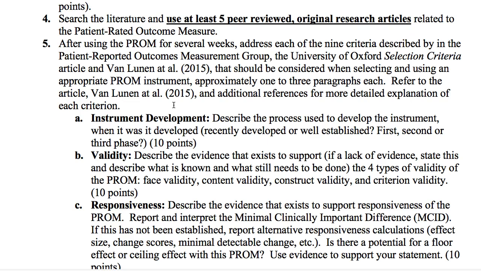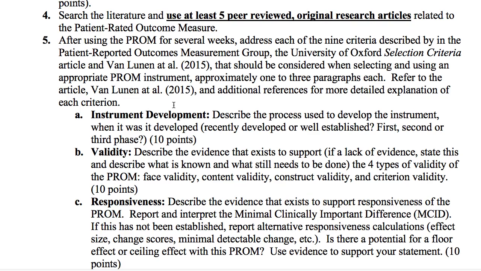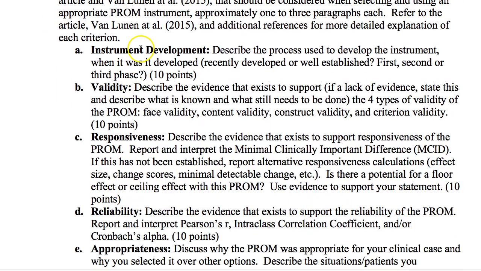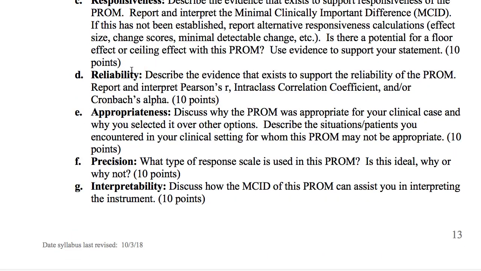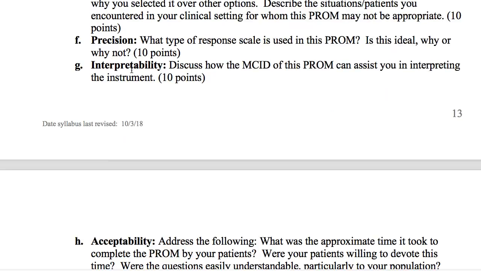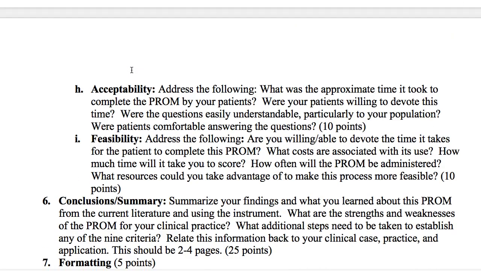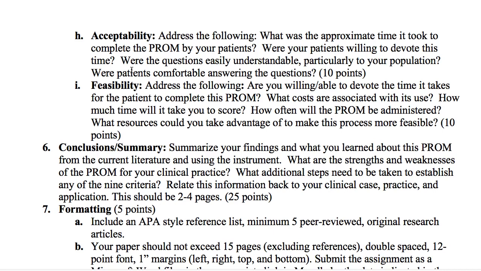So you'll see that in week 2 I've provided a link to the University of Oxford's selection criteria article in our textbook. There is a whole chapter about this, and we're going to address each one of these in your paper: instrument development, validity, responsiveness, reliability, appropriateness, precision, interpretability, acceptability, and feasibility.